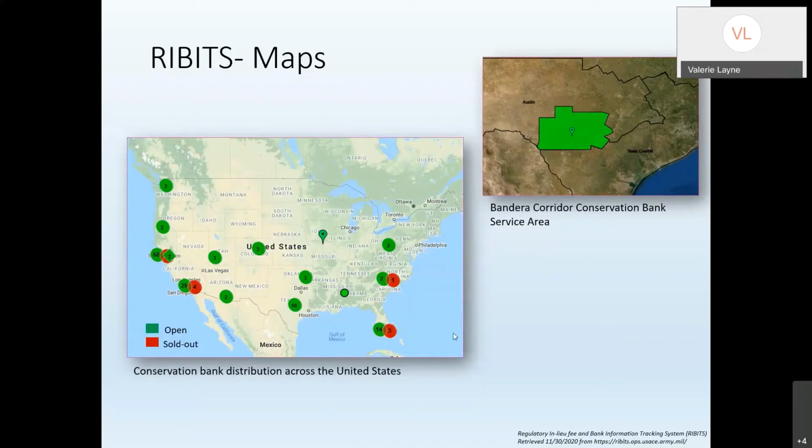And this over here is a service area map. I think Veronica was explaining this. It's a geographic area in which a bank's credits can be used as an offset. Now, this is very important to bank sponsors because it determines where they can market and sell their credits. And potential purchasers of credits can search in RIBITS to find which banks have a service area that intersects their project location. And regulators do that as well.